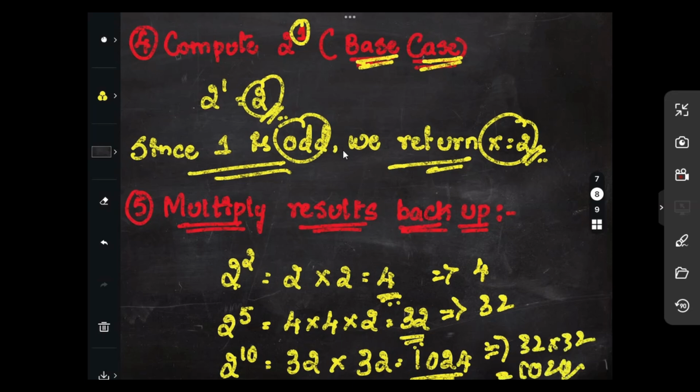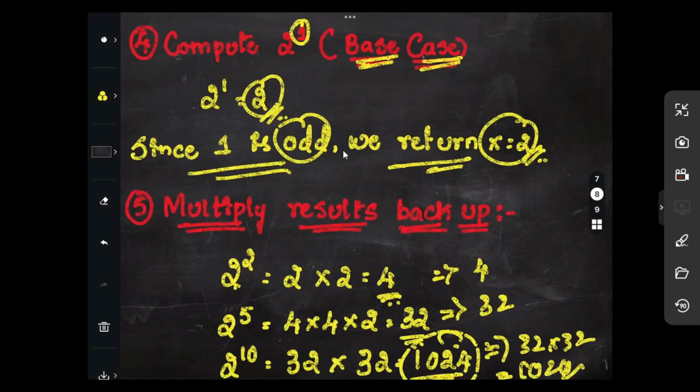You can just check this one. 32 into 32, this will be 1024. So overall, this one answer will be 1024. We'll be considering this one, right? So we got the 1024.